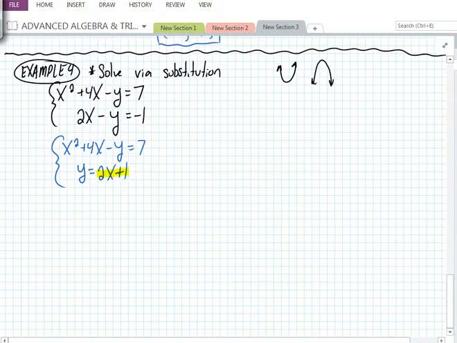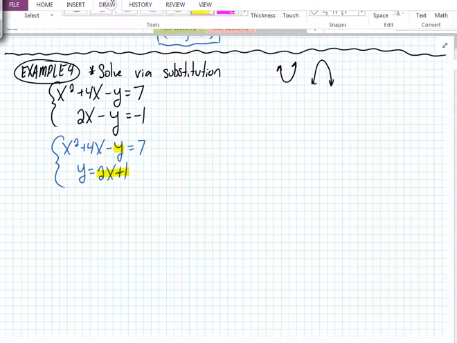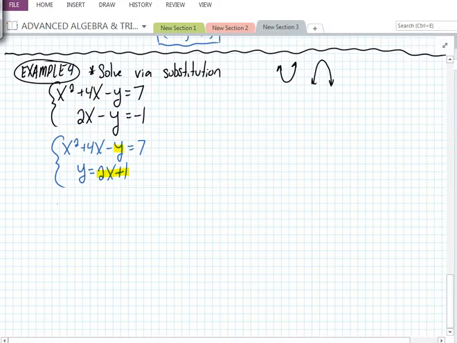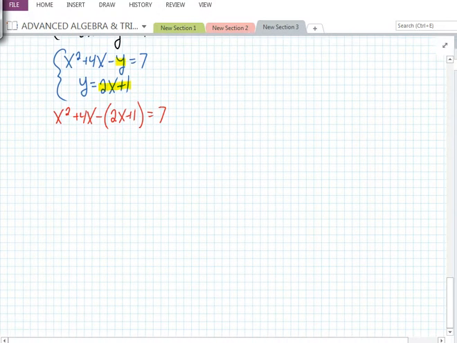We're going to take this 2x plus 1 and we're going to insert it for y. Notice the subtraction sign in front of the y. That means that we're going to be distributing a negative once we get this thing going. So our new equation gives us this: x squared plus 4x minus the quantity. This is where our substitution goes. So I'm looking at this right here. That value, or y, is going to be replaced with the quantity 2x plus 1. And then that is equal to 7. Slide up here a little bit. Let's go and use the distributive property, combine like terms.